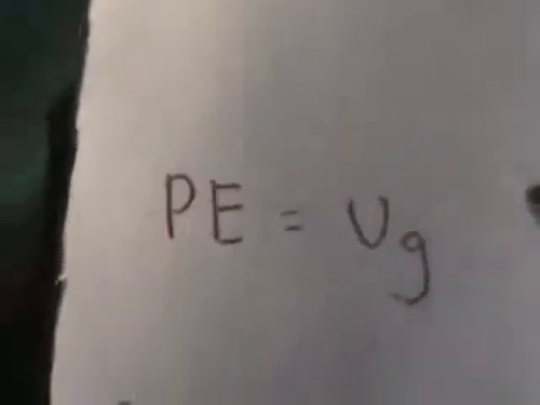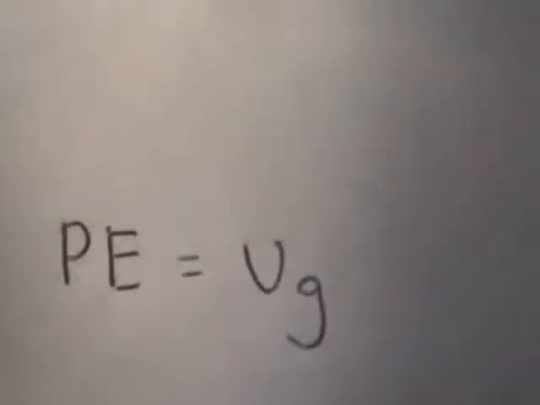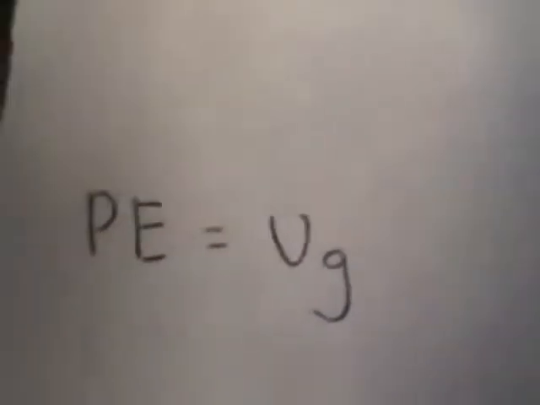Oh yes, for future reference, in case you have a bogus physics professor sometime in the future, PE is also known as U sub g, because it's the gravitational potential energy.